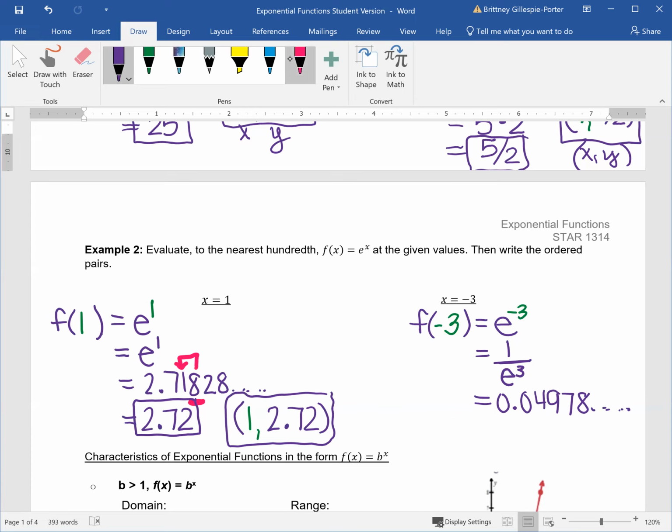So if we are rounding to the nearest hundredth, look at the third place. 9 is 5 or more, which rounds us up, and we get an answer of 0.05. The ordered pair we just found was -3, because we plugged in the x of -3, and our y value is 0.05.